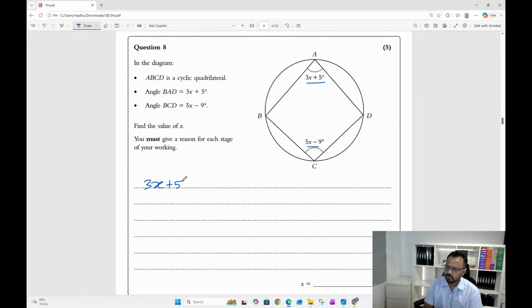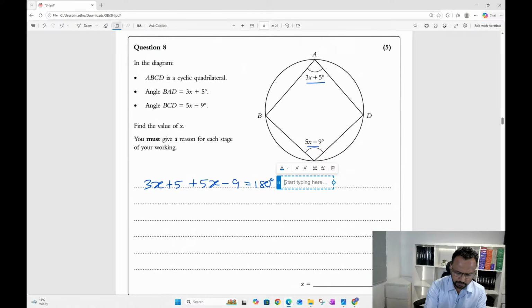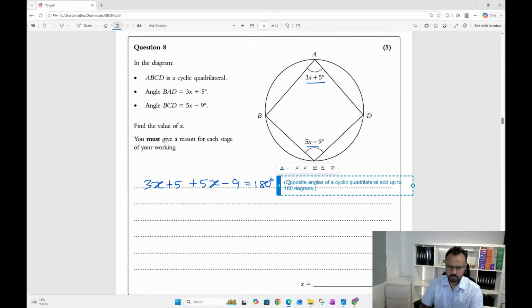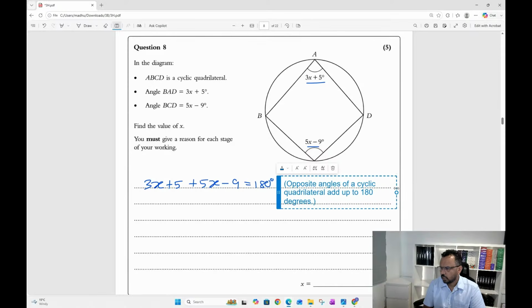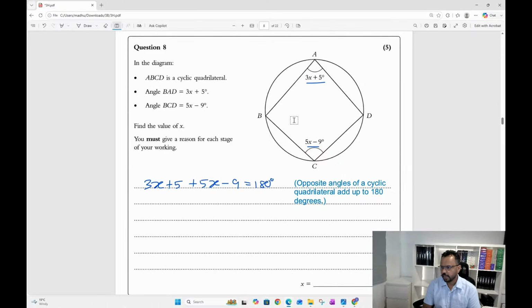3x add 5, that's this one, add 5x minus 9 are 180 degrees. And we can write the reason. Something like that, guys. Opposite angles of a cyclic quadrilateral add up to 180 degrees.